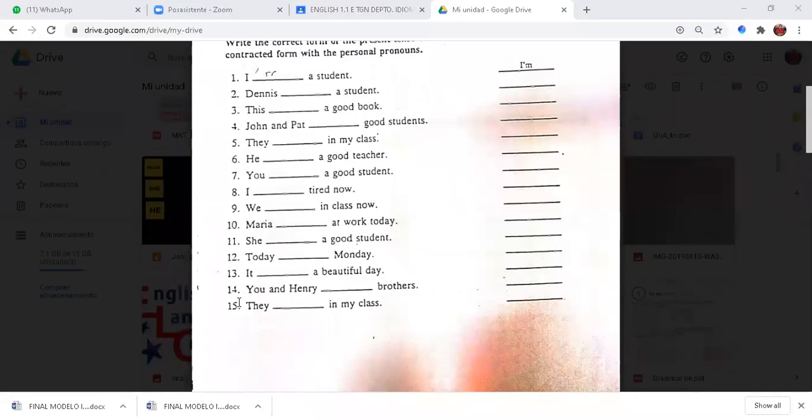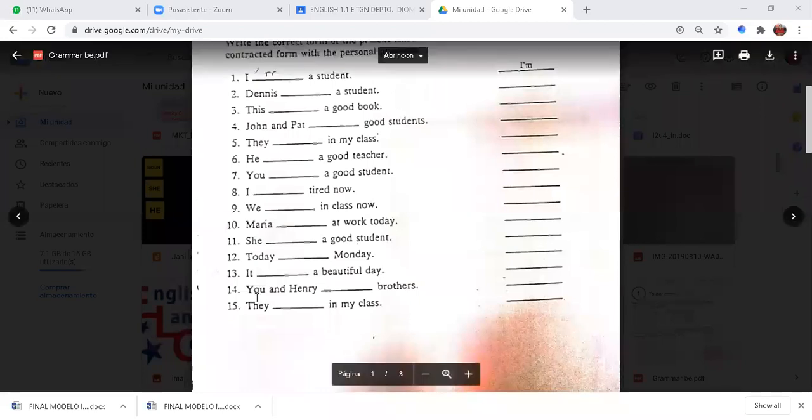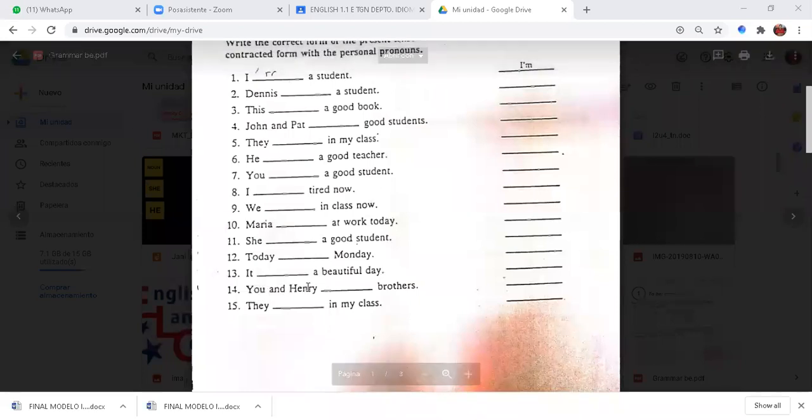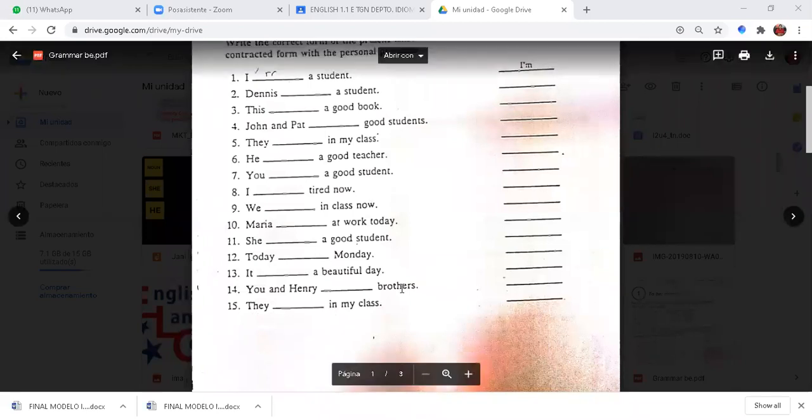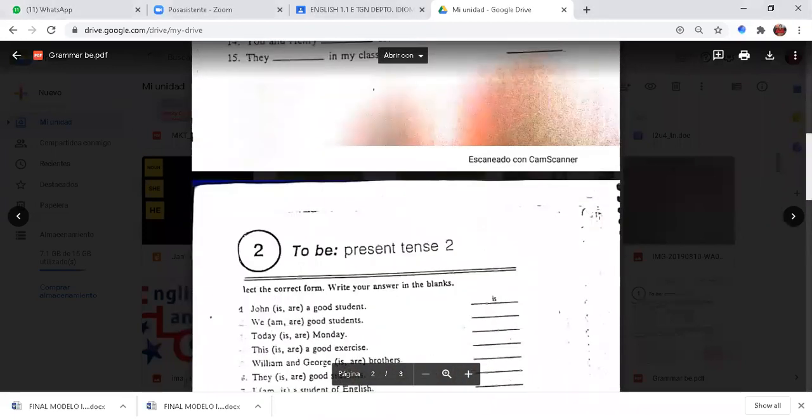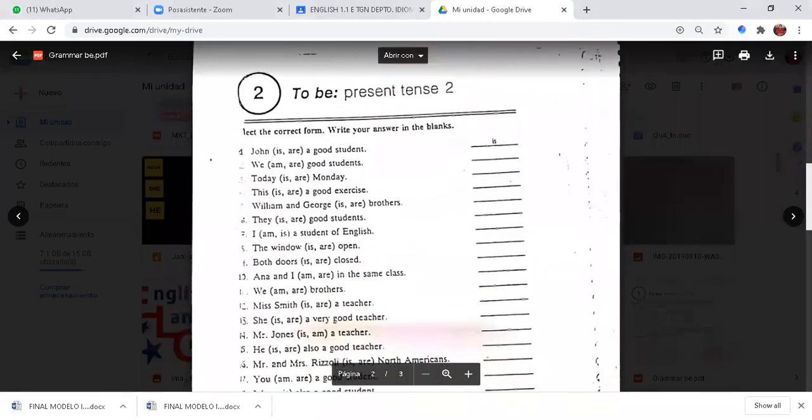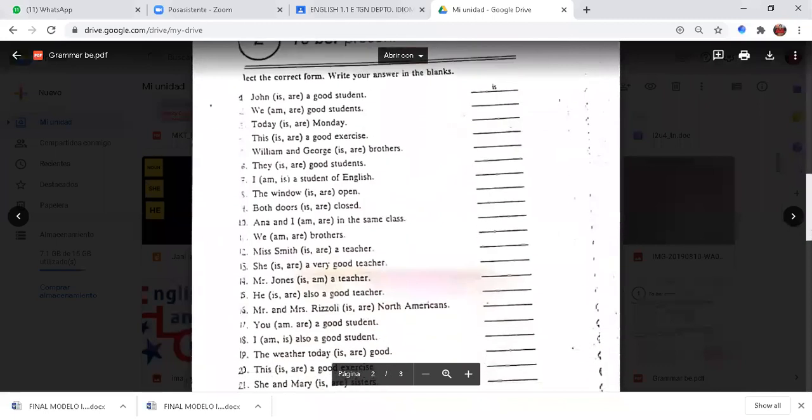You and Henry are brothers. Yes, brothers. 15. They are in my class. Yes, they are in my class. Any questions? No questions. Number two, to be present tense, okay?